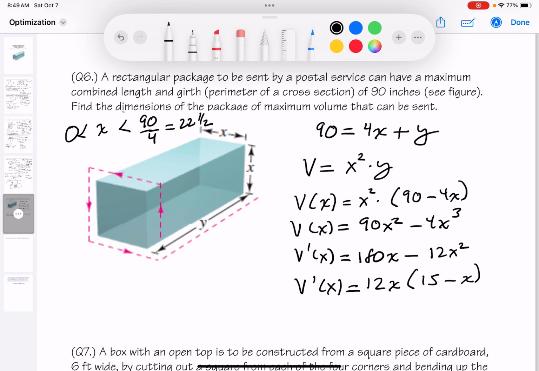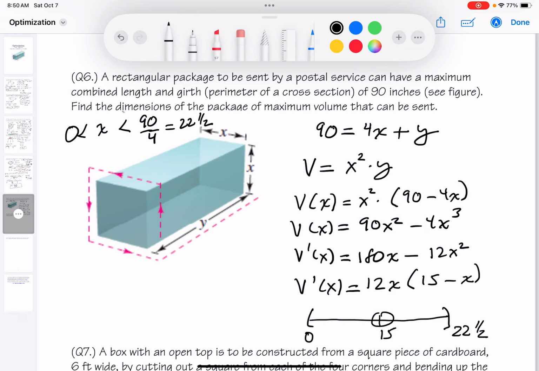Right, get some critical numbers here. They must fit between 0 and 22 and a half. All right, so certainly 15 is the only one. All right, 15. What am I going to do?